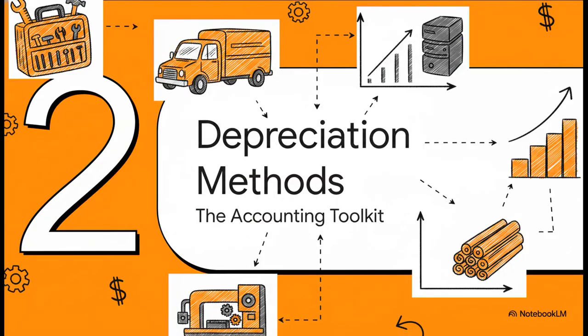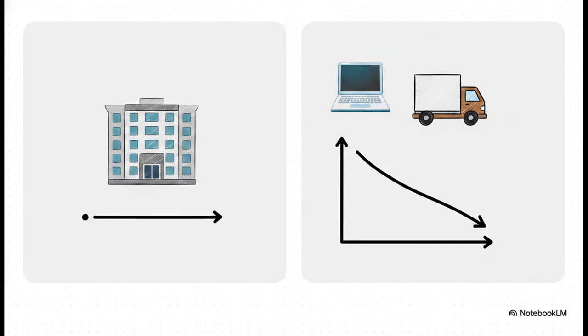Section 2. 4 methods of depreciation, the accounting toolkit. Now, what's really fascinating here is how we actually match the math to the specific behavior of the asset. Let's compare our first 2 tools. First, we have straight line. The formula is cost minus residual value divided by useful life. Simple, right? This gives you a perfectly even charge each period. It's ideal when the asset provides a steady, consistent benefit year over year. Think of an office building or basic furniture.